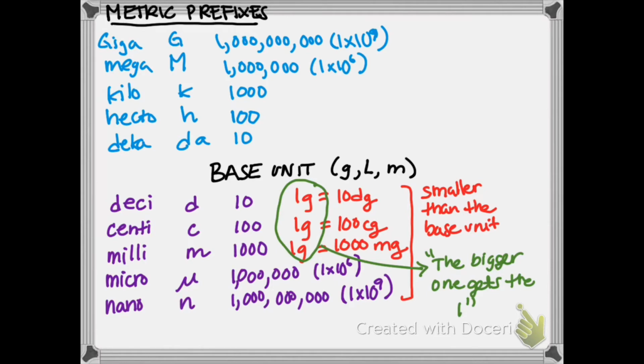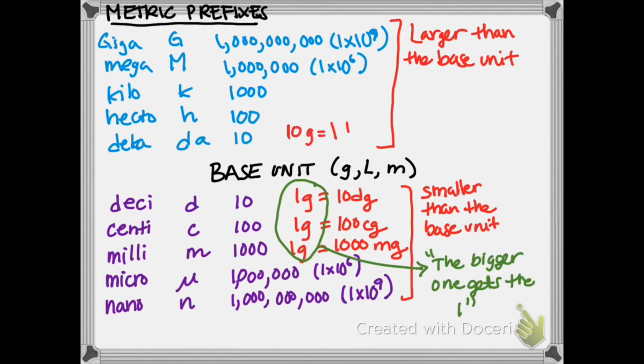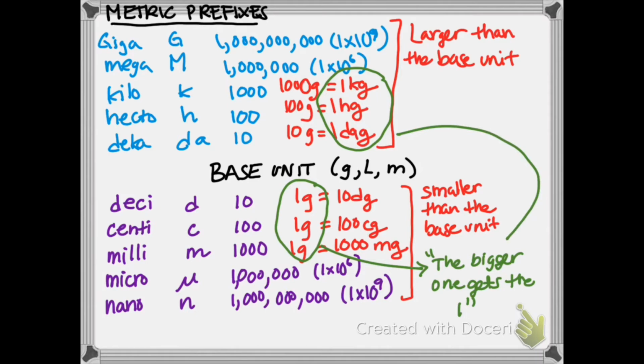Okay, so these are bigger than the base unit, larger than the base unit. So 1 kilogram is larger than just 1 gram, right? So these are bigger. When we have these prefixes, they're bigger than the base unit. So the bigger one gets the 1 in our conversion. So 10 grams is 1 decagram, right? That's where our decagram is bigger, so it gets the 1. 100 grams is 1 hectogram. 1,000 grams is 1 kilogram. The bigger one gets the 1. So all of these prefixes are bigger, so they're going to get the 1 with them.